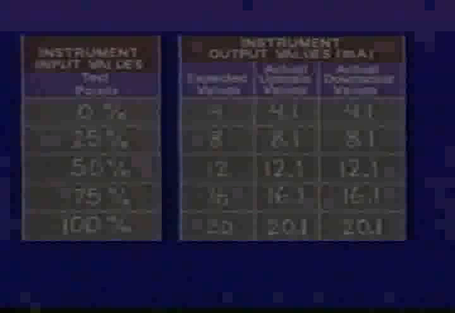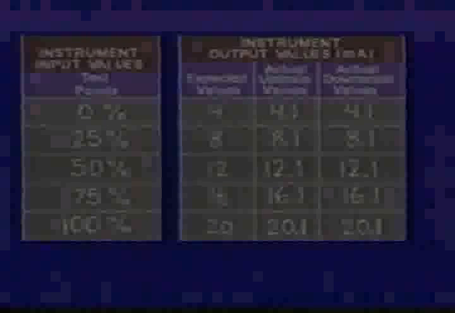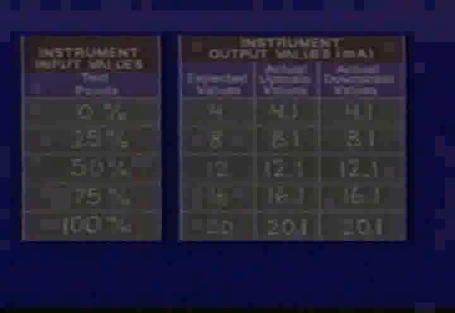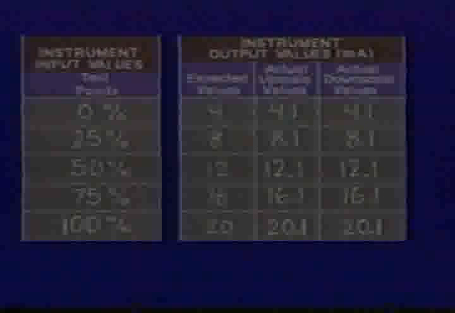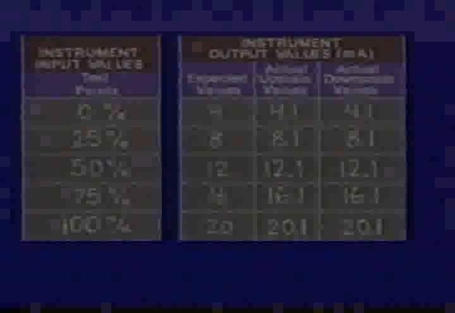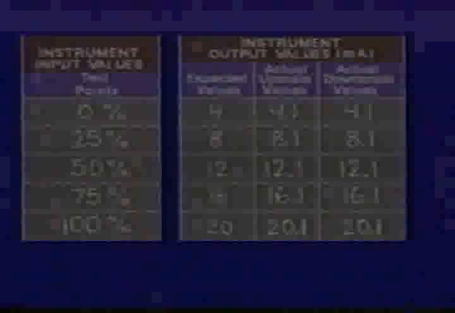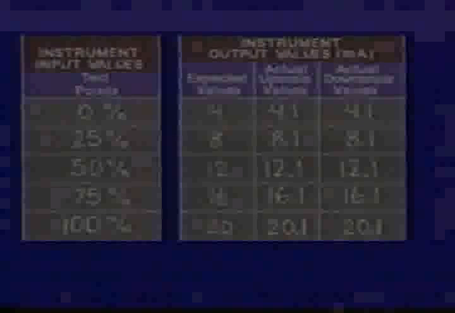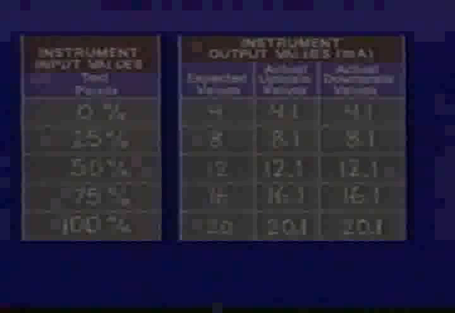The output values produced during instrument calibration are typically recorded on a calibration datasheet. The datasheet shown here shows the upscale and downscale readings for the transmitter. A zero shift error is indicated because the actual output values are consistently higher than the outputs we'd expect.